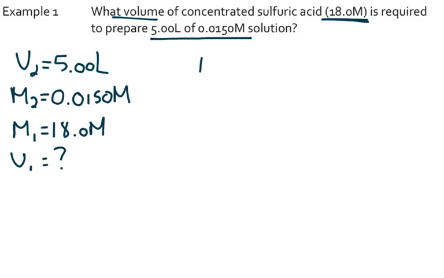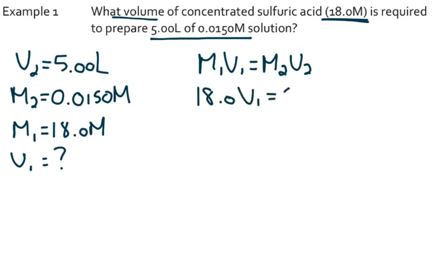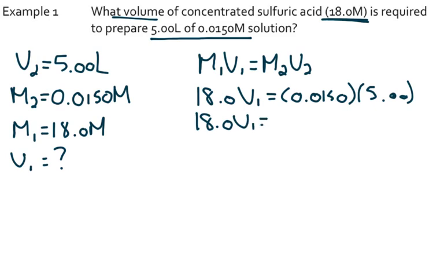So going to the dilution equation, where M1 V1 equals M2 V2. Substituting in what we know, M1 is 18.0, V1 we don't know, M2 is 0.0150, V2 is 5.00. On the right, we can actually calculate that out. Gives us 0.075.